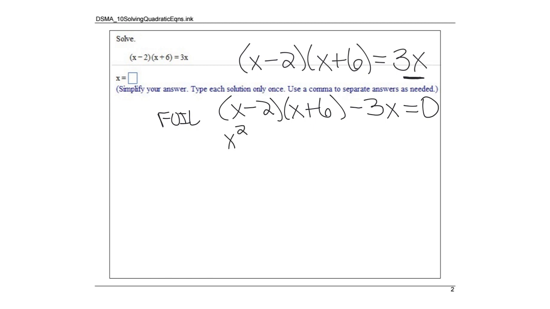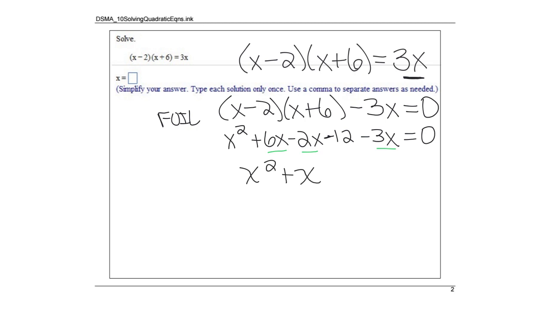We have x squared plus 6x minus 2x minus 12 minus 3x is equal to 0. So we're going to combine like terms. So I have a 6x, a -2x, and a -3x. So I need to combine all of those. So that would be 6 minus 5, or plus 1x, minus 12 is equal to 0. All right, now I'm in standard form. So now I can go ahead and factor.